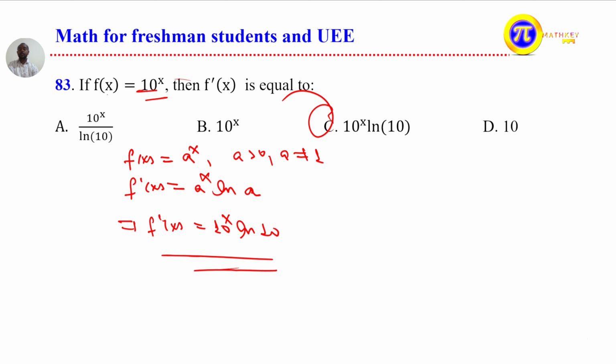We know how to take the derivative of an exponential function, so we have to apply that one and we get the answer. That is C.